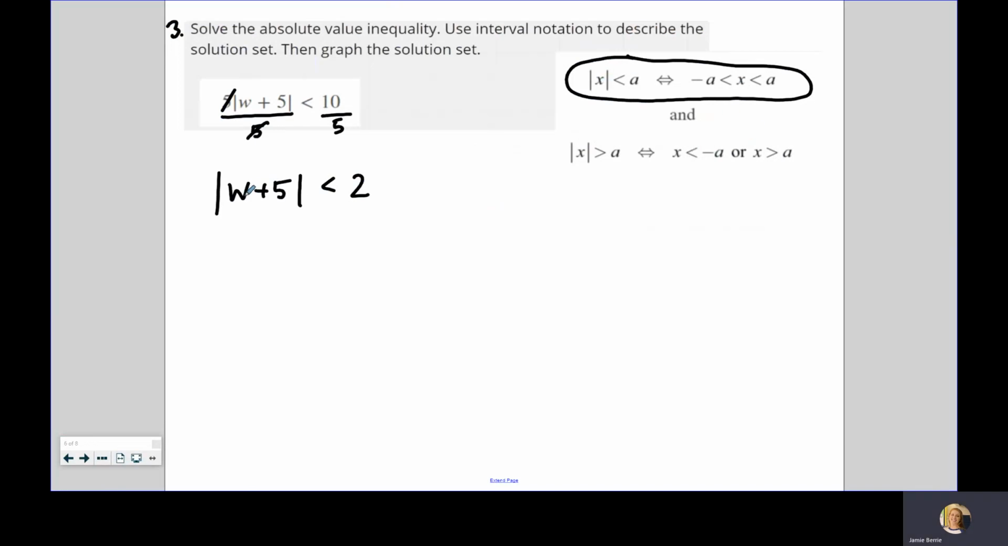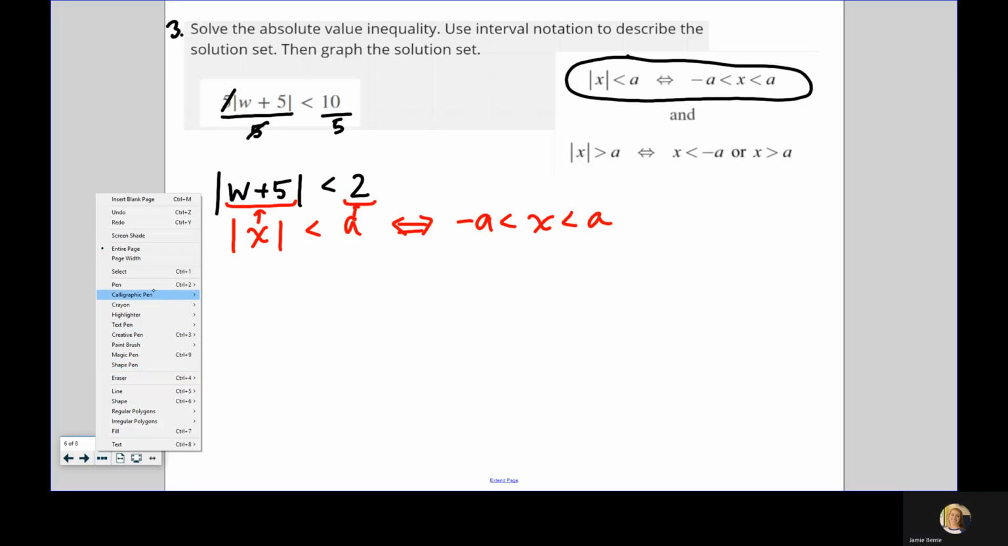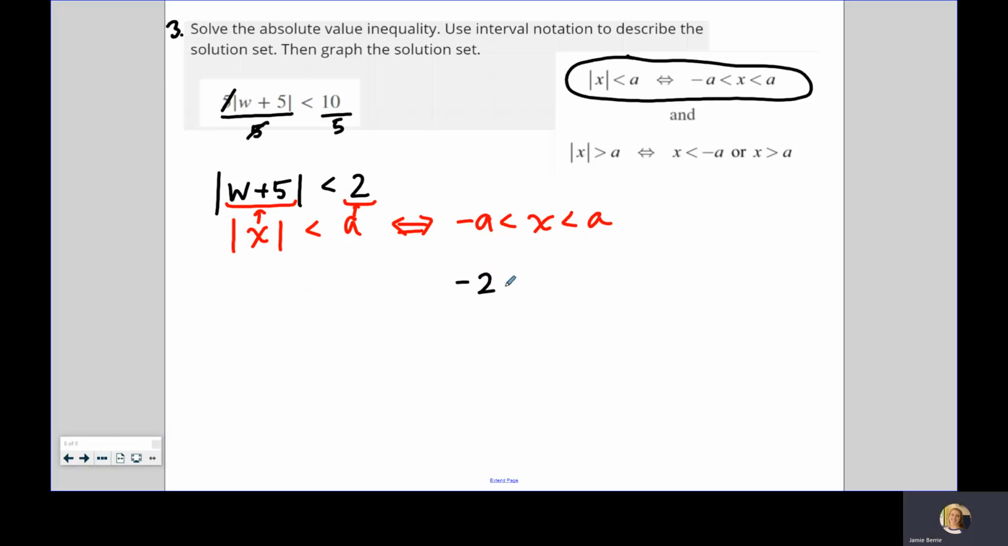Here, x is being replaced by w plus 5. So x here gets replaced by w plus 5, and a gets replaced by 2. So these a's here are going to become 2's. Following this rule, you can write it underneath if you want to: absolute value of x is less than a is equivalent to, that's my very poorly drawn double-sided arrow, negative a less than x less than a. So you can match up x with w plus 5, a with 2, and then just plug it in. That becomes negative 2 less than w plus 5 less than 2.